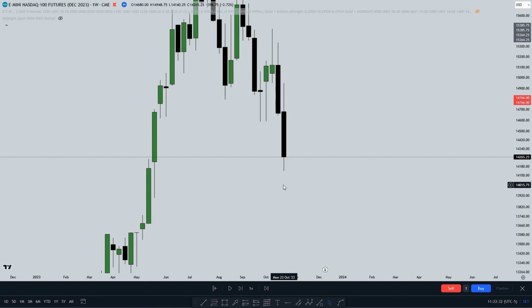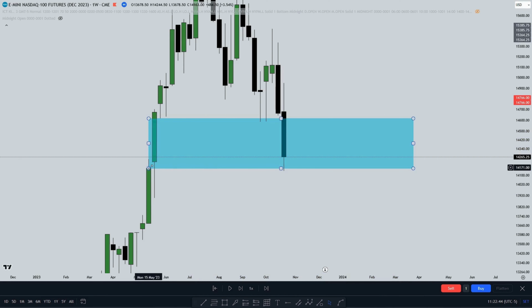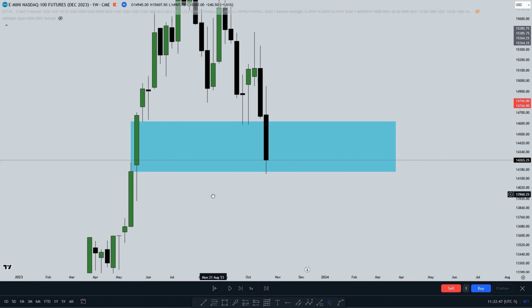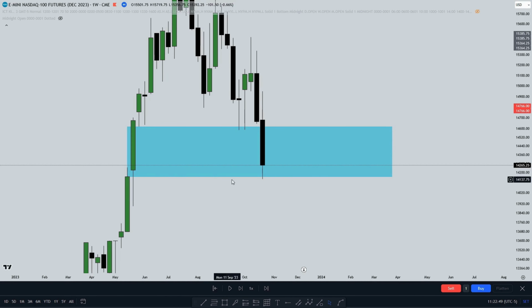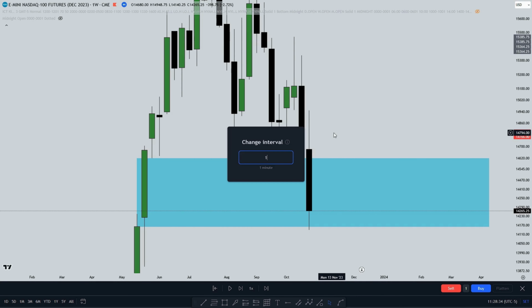So I'm going to start on the weekly, and on the weekly we see we have a volume imbalance and a fair value gap. And whenever you have a volume imbalance and a fair value gap, you want to mark out the whole range. So now that we have touched this range, we could expect a reversal. So now that we know we want to go higher, we can go down into the daily time frame.